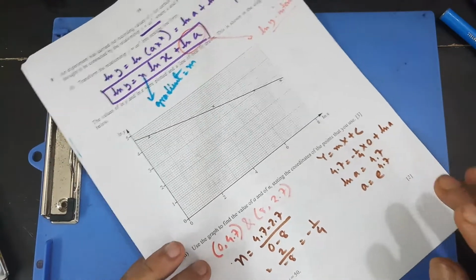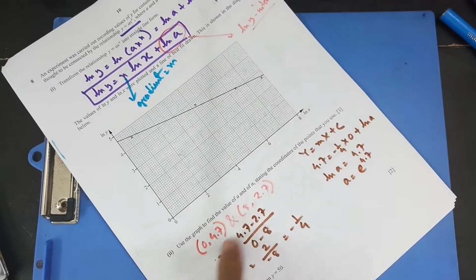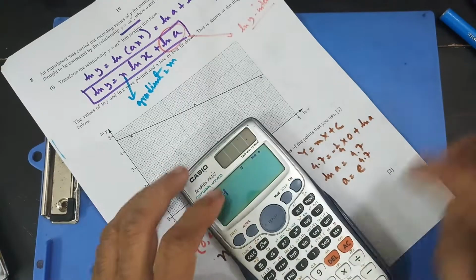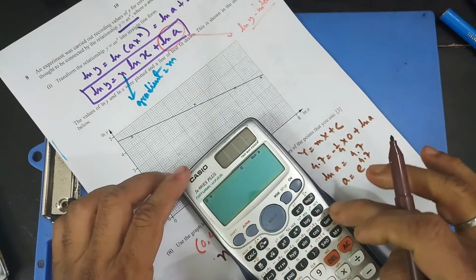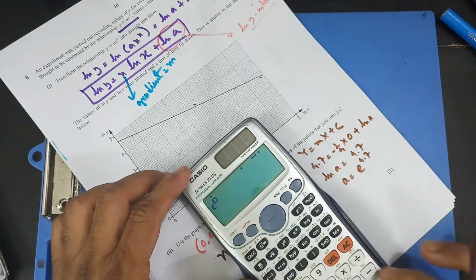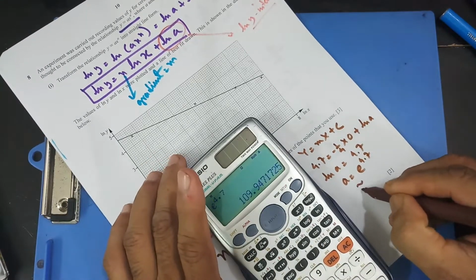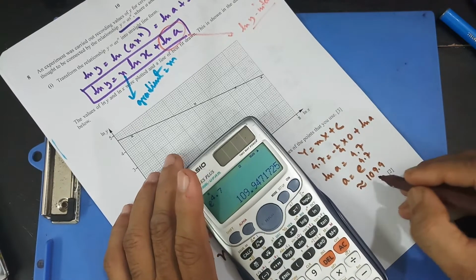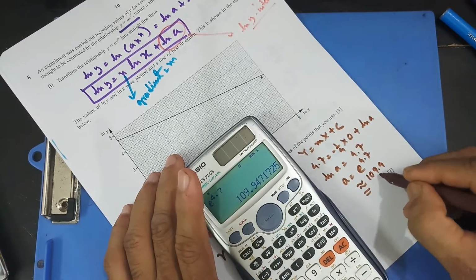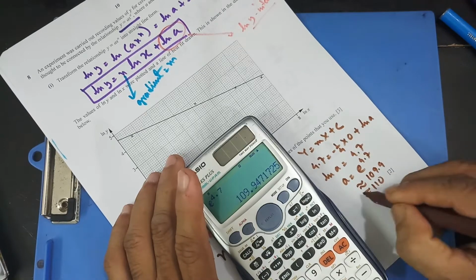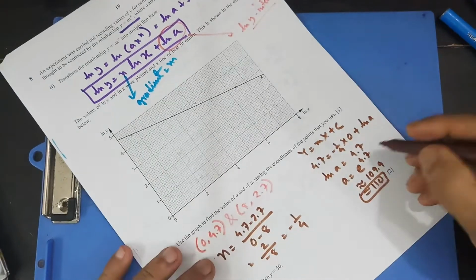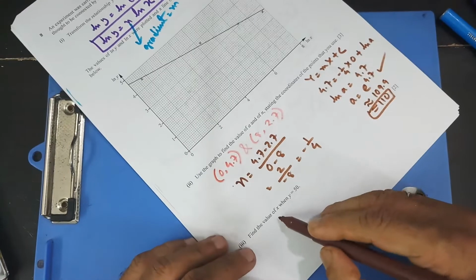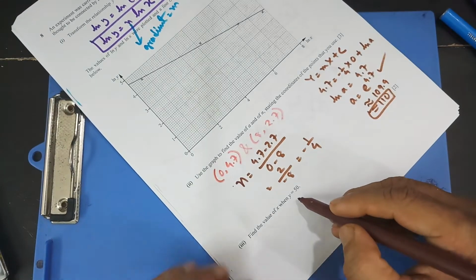Okay, you can keep it this way because it didn't say to give decimal places or whatever, or you can do e to the power 4.7. It's going to give you approximately 109.94 so far, or you can write it down correct to three significant figures, 110. It's up to you. I would have kept it this way. Find the value of x when y equal to 50.